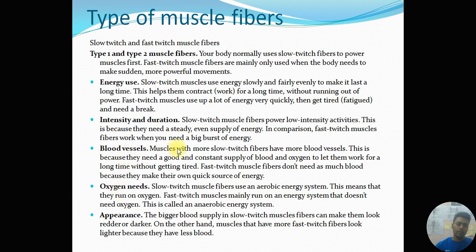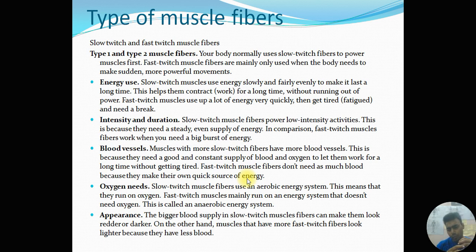Okay. Blood vessels. Muscles with more slow twitch fibers have more blood vessels. This is because they need a good and constant supply of blood and oxygen to let them work for a long time without getting tired. Fast twitch muscle fibers don't need as much blood because they have their own quick source of energy. I mean, there are very few blood vessels in fast twitch muscle fibers, and there are more blood vessels in slow twitch muscle fibers.